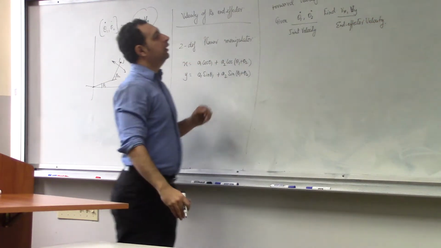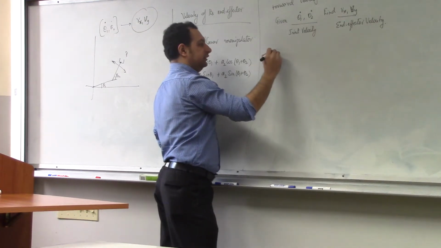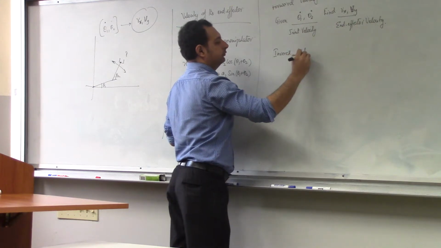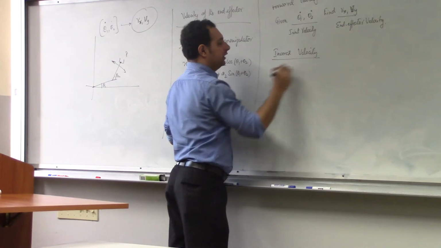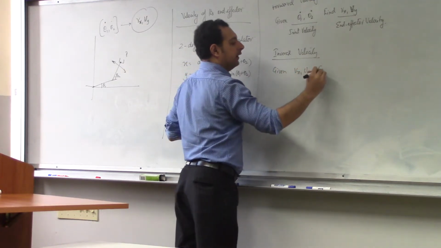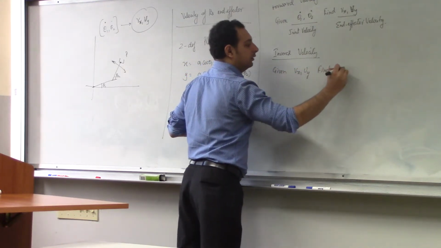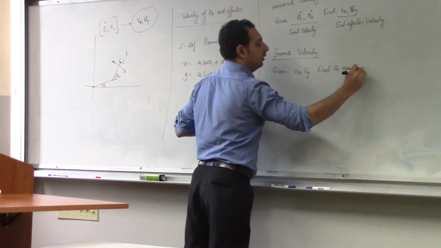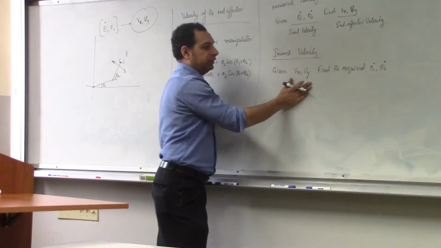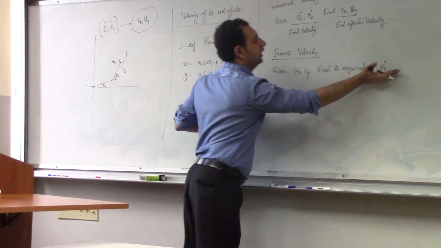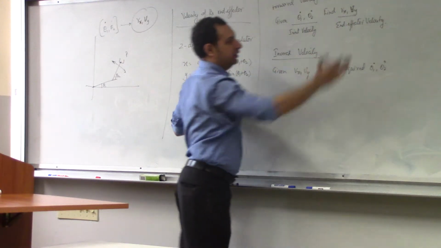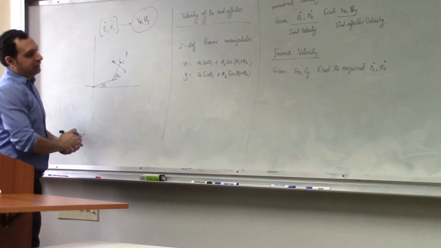Now the inverse problem is just like we did in kinematics. The inverse velocity is: given Vx, Vy, find the required θ1 dot and θ2 dot. So I want to generate this velocity. What should my joint velocities be? In the forward case, I have the joint velocity. What will be my end effector velocity? Okay, so we want to establish a relation.